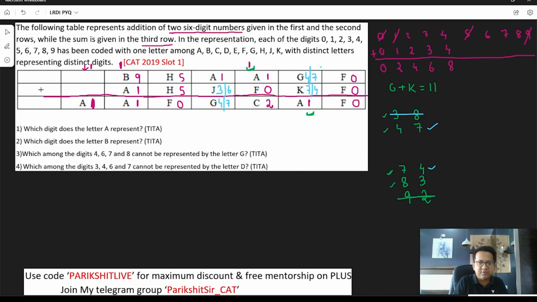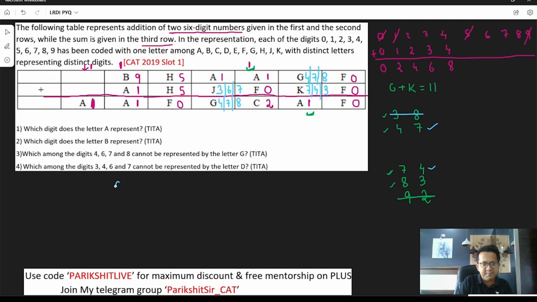Can it be 8 and 3? If G is 8, K has got to be 3, right? So can G be 8? If G is 8, J has got to be 7. Yes? So let's write the possibilities here.